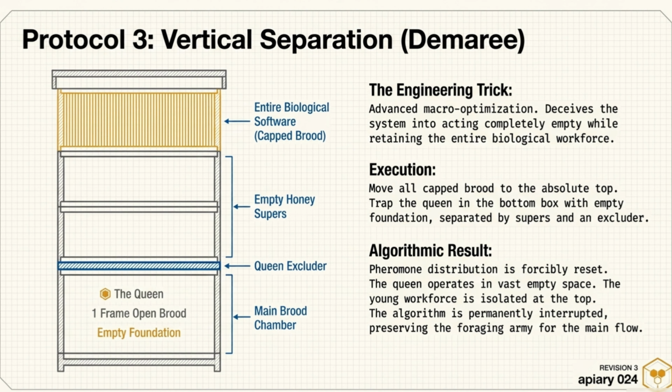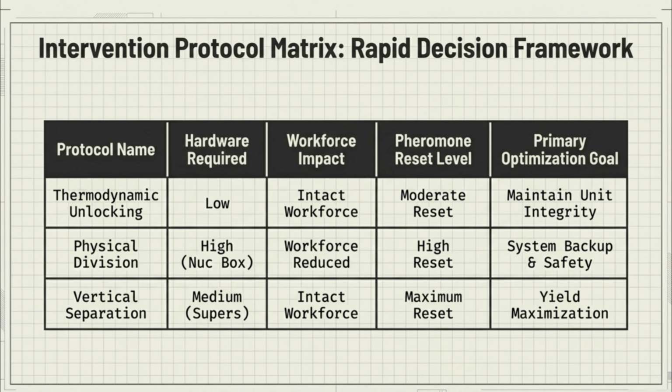Error 2, thermodynamic collapse, poor ventilation. A bee colony maintains strict homeostasis at 35 degrees Celsius. Summer temperatures and poor ventilation exponentially increase thermal stress. High temperature physically accelerates the swarming impulse. You must open the ventilation screens on the bottom boards and remove winter reducers. Allow the system to cool itself.